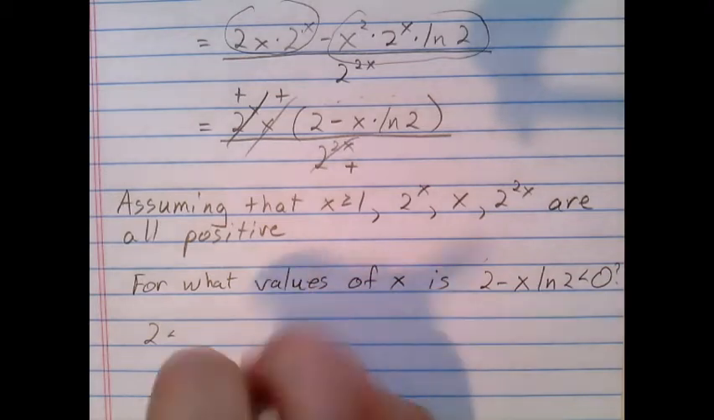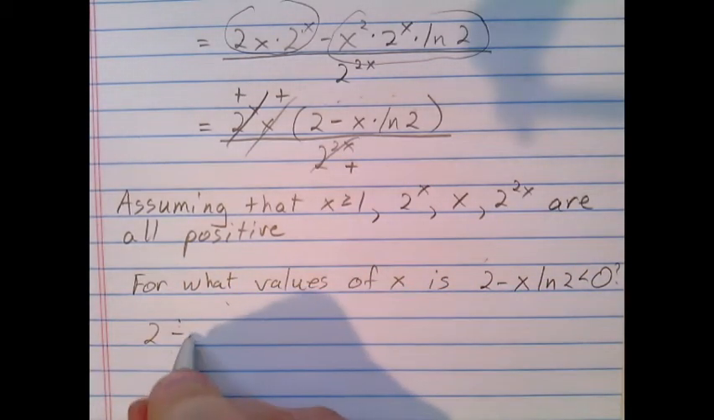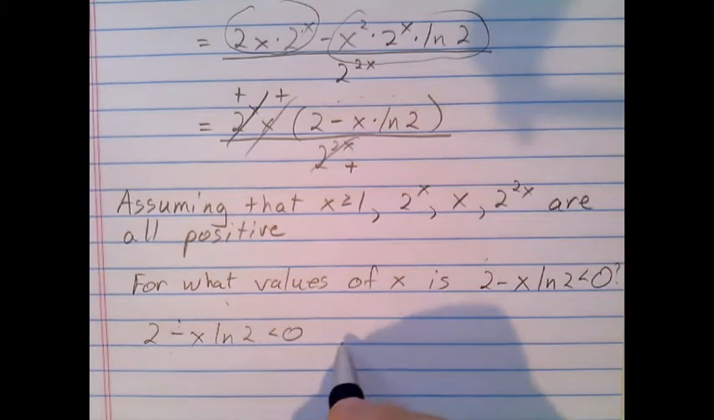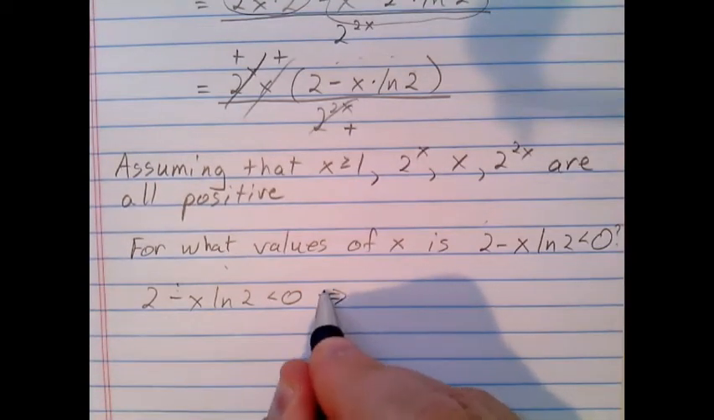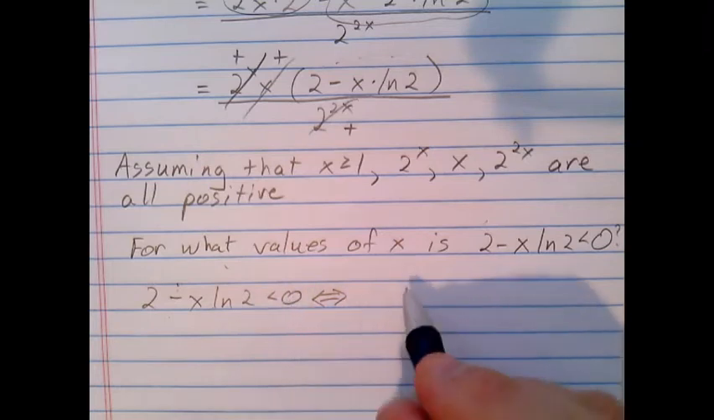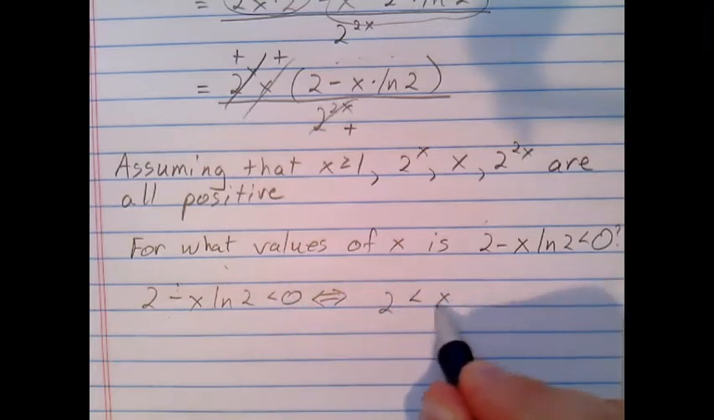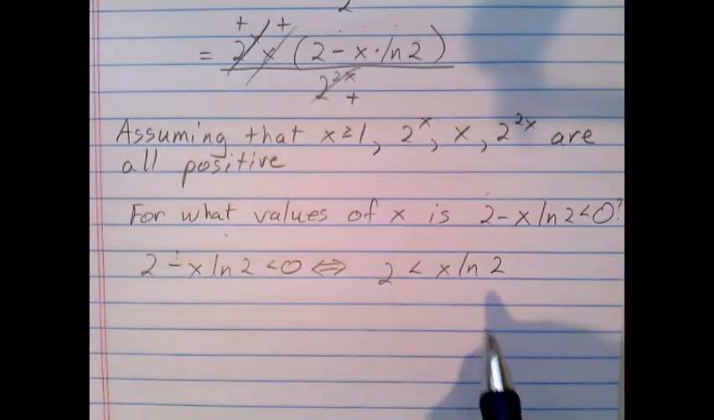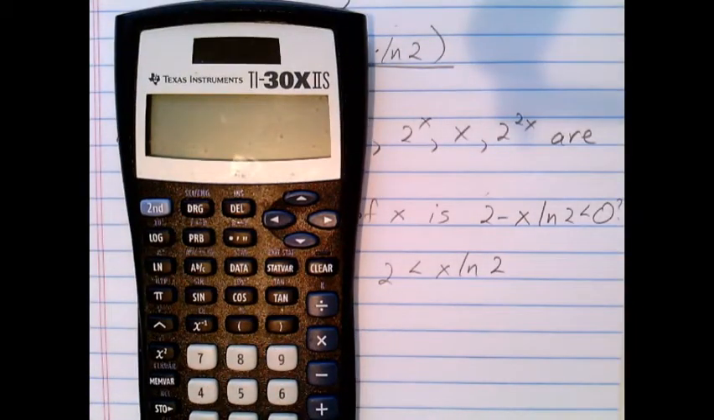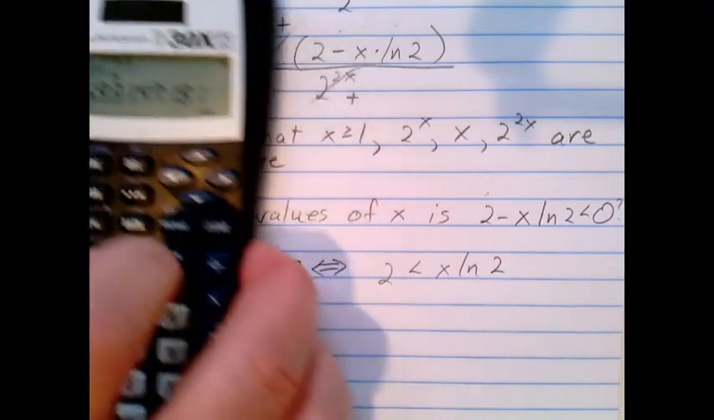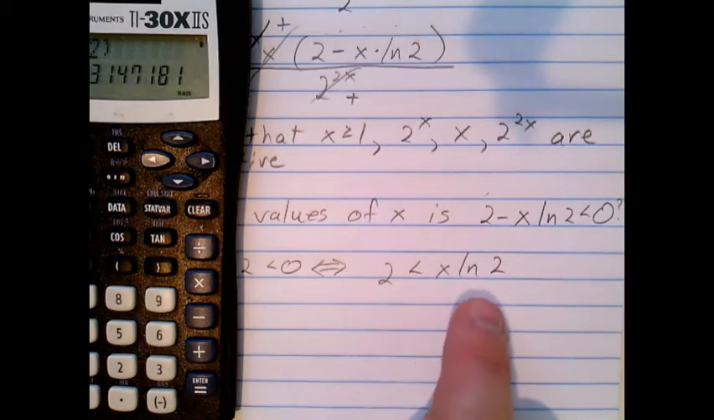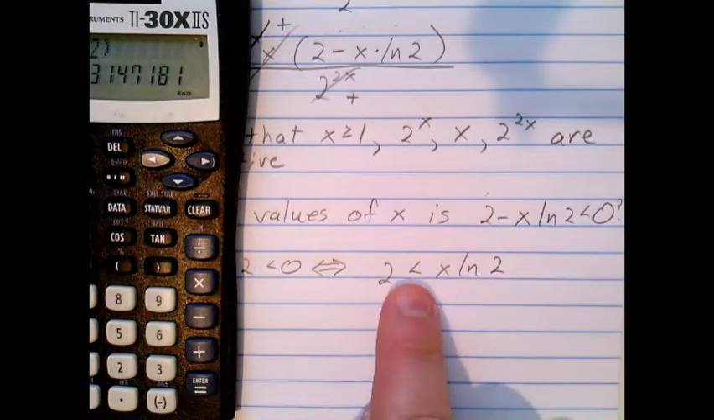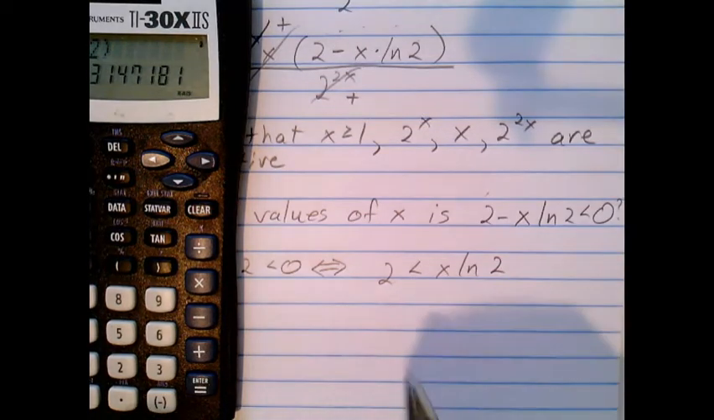Okay, 2 minus x natural log of 2 less than 0 would be true if and only if, so I'll just move this term over, 2 is less than x natural log of 2. And now I'll divide by natural log of 2. Natural log of 2 is a positive number. Let's check that real quick. Natural log of 2, yep, it's 0.69. Positive number, that's important because I'm about to divide by it. If it's negative, I'm going to have to flip this. But it's not negative, so I'm good.